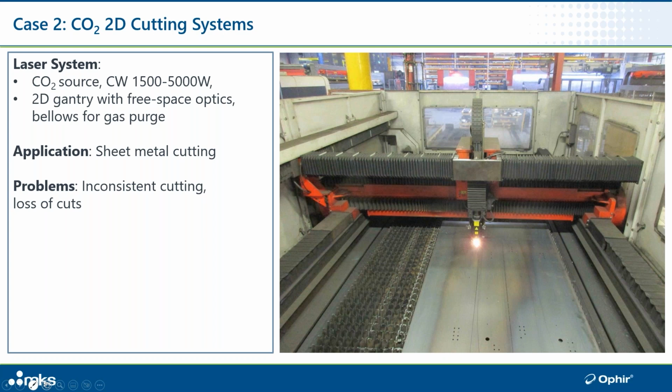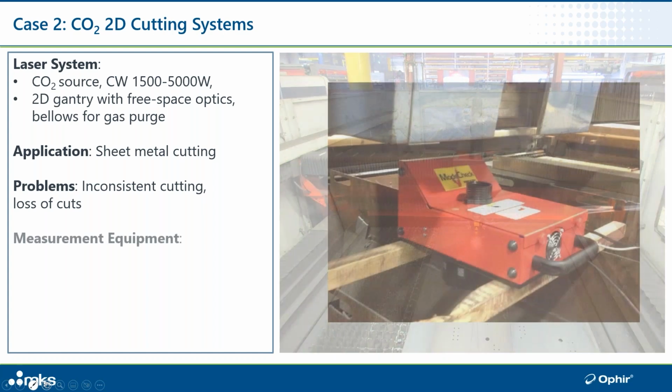The most consistent problem that we see with these lasers, or that I've seen anyway, is either inconsistent cutting or loss of cuts. And like we mentioned before, there can be thermal effects on these laser systems as well, which can cause the focus spot to drift off of focus. But usually when there is some kind of thermal effect, usually caused by some kind of contamination of an optic, that's where these lasers can see some problems.